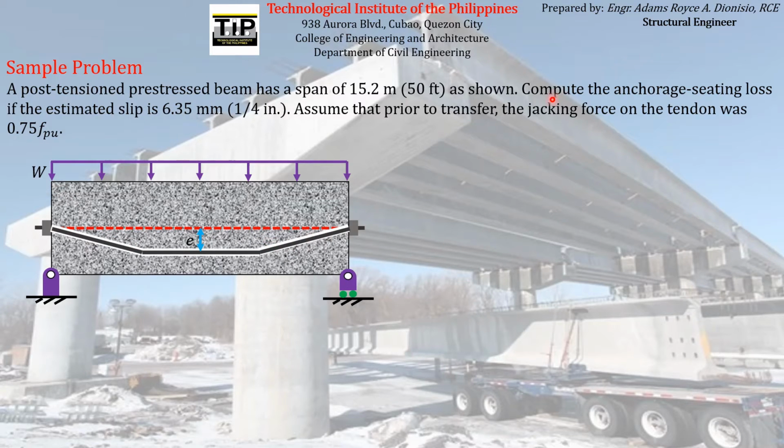profile. So the question asks for the anchorage seating loss if the estimated slip is 6.35 mm and assume that prior to transfer, the jacking force on the tendon was 0.75 FPU.